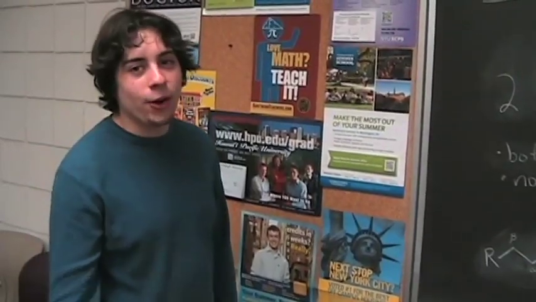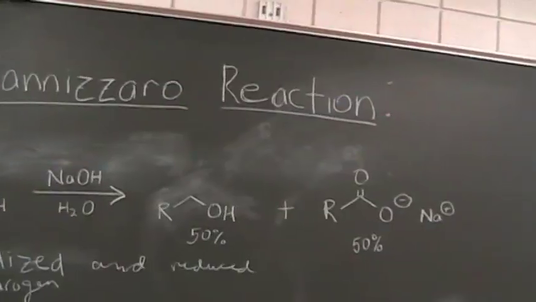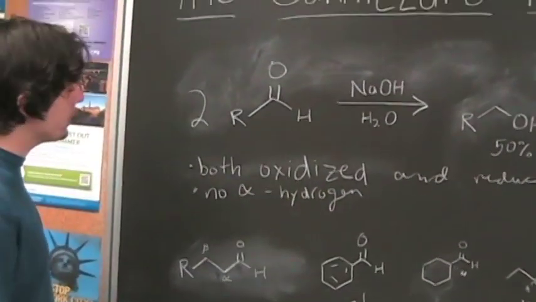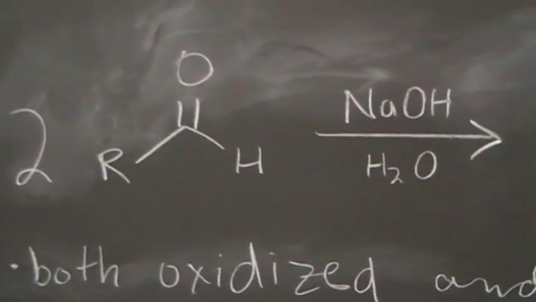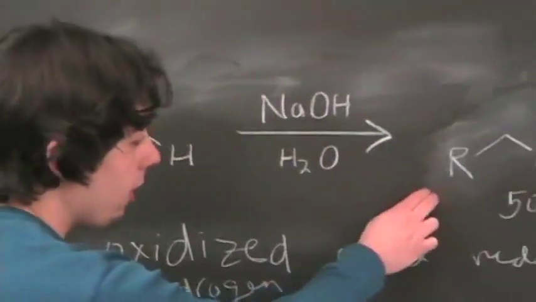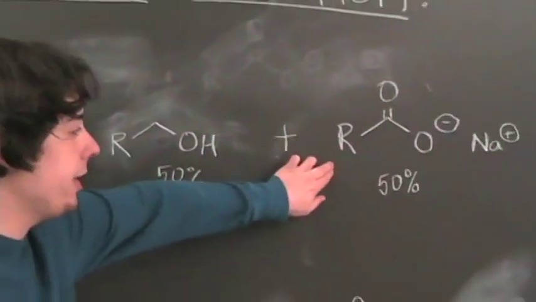I got the Cannizzaro reaction coming straight at you. So the Cannizzaro reaction is one where you take two equivalents of an aldehyde, you react it with sodium hydroxide and water to get an alcohol and a carboxylate anion.